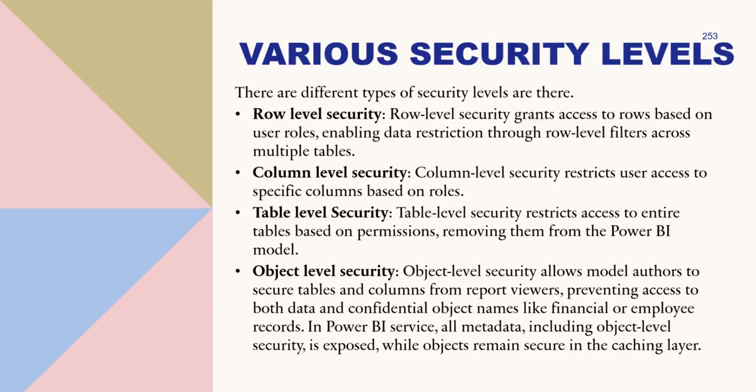Object level security. This security allows model authors to secure tables and columns from report viewers, preventing access to both the data and confidential objects like financial or employee models. In Power BI service, all metadata including object level security is exposed while objects remain secure in the caching layer. So these are the different types of security.